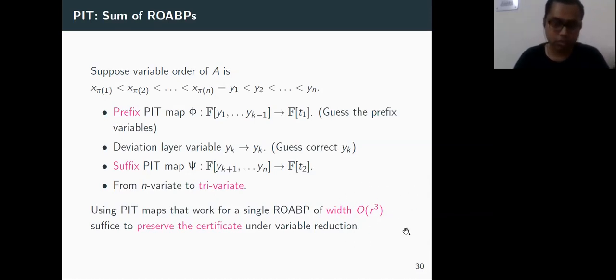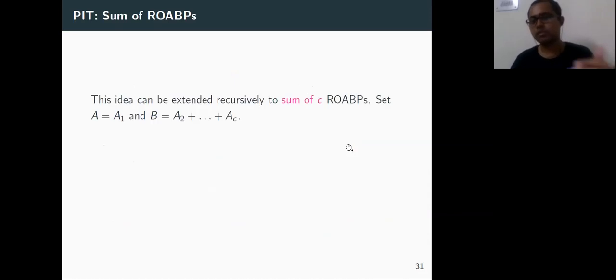So you say that a single ROP of width order R cube, a PIT map for that will suffice for sum of 2. And similarly, for sum of C, we can do it recursively, and we get this doubly exponential factor of C in the exponent, because recursively I will go R cube, then I will require R to the 9 width, and then R to the 27 width, then 81, and so on.